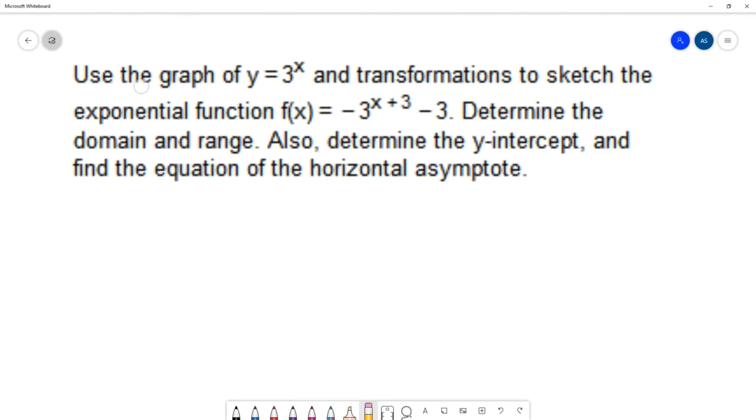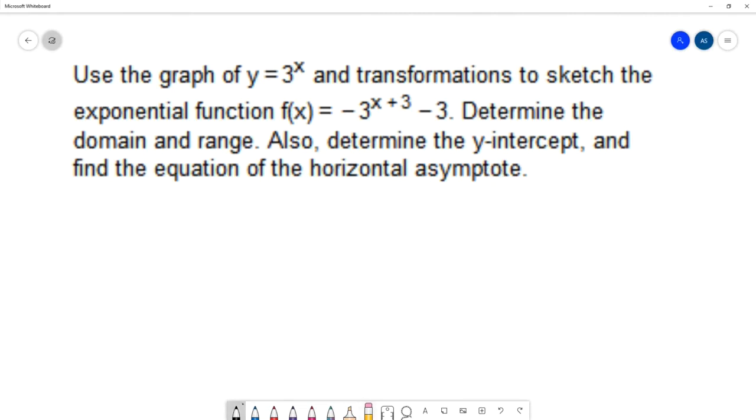On this example, we want to use the graph of y equals 3 to the x and transformations to sketch the exponential function f of x equals negative 3 to the x plus 3 minus 3. Determine the domain and range, determine the y-intercept, and the equation of the horizontal asymptote.